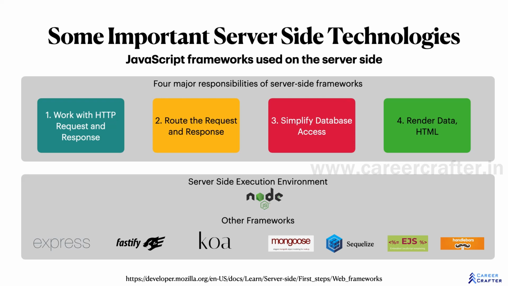So once we understand these responsibilities, we can also understand how different technologies fit into this landscape. Node.js provides a server-side execution environment. There are many frameworks such as Express.js which help work with the HTTP request and response and the routing. Frameworks such as Mongoose and Sequelize help simplify database access, while templating technologies like EJS and Handlebars help render the data and generate HTML.